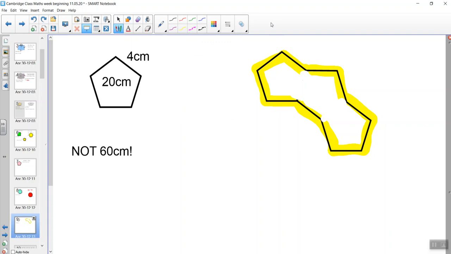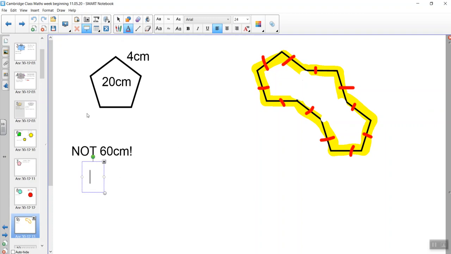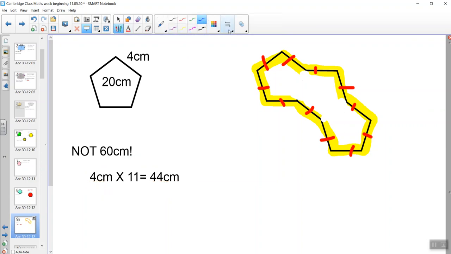Okay, let's count them, let's mark them off as we go. 1, 2, 3, 4, 5, 6, 7, 8, 9, 10, 11. Okay, so to work out the perimeter, I know that each of them is 4 centimetres long, and I need 11 of them. So 4 times 11 is 44 centimetres. So the perimeter of my shape is 44 centimetres, not 60. Let's just double check we've got 11. I'll use my pen again to help me. 1, 2, 3, 4, 5, 6, 7, 8, 9, 10, 11.